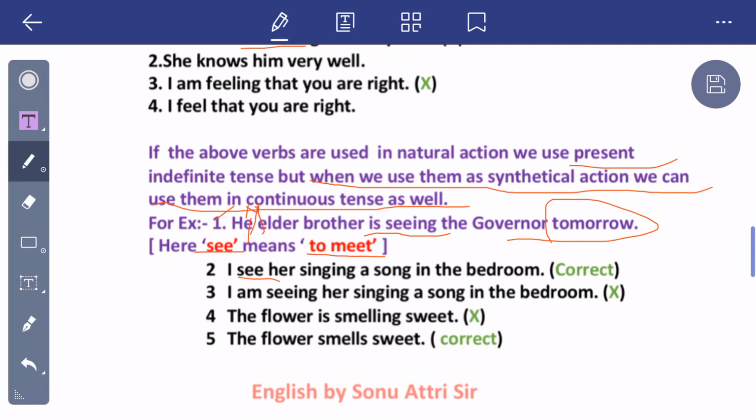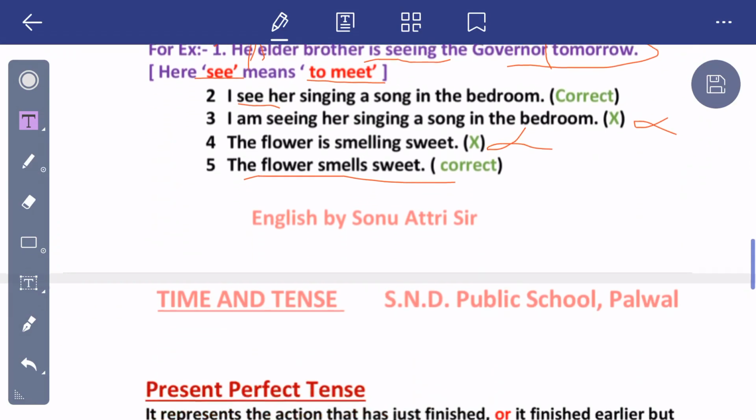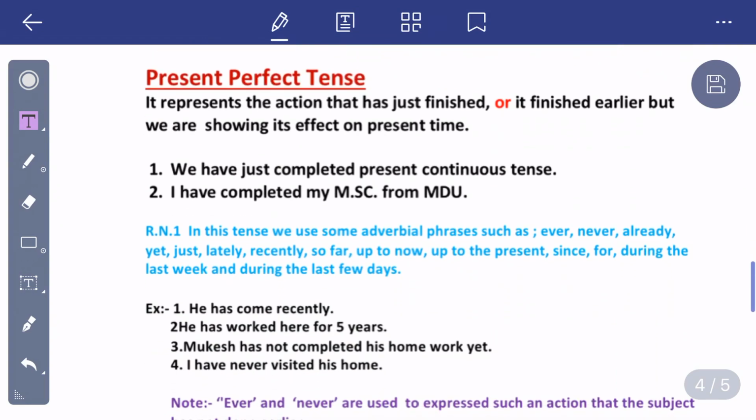Now look at the third sentence: I am seeing her singing a song in the bedroom. Here it is wrong. It is a wrong format. I can't use this format. Look at the fourth sentence: The flower is smelling sweet. This sentence is also wrong, because the flower smells sweet. It is a natural action. Whenever we talk about natural actions, we will use present indefinite. And whenever we talk about not natural action but synthetic action, we can use present continuous. Is that clear?